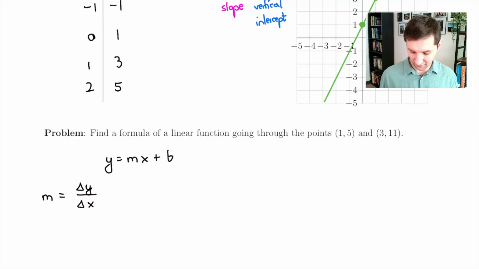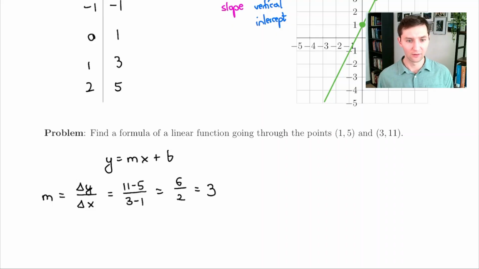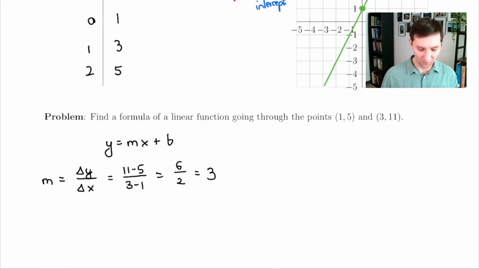The 2 points given are (1, 5) and (3, 11). So the change in the y values of the 2 points is 11 minus 5. The change in the x values of the 2 points is 3 minus 1. In the numerator, I get 6. In the denominator, I get 2. So I get that the slope of this linear function is 3. So the formula is y equals 3x plus b.